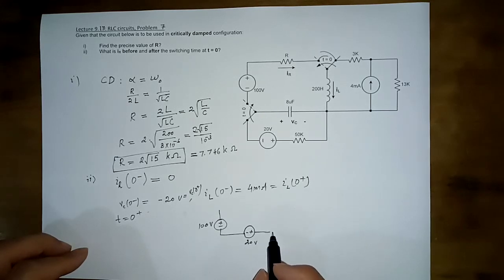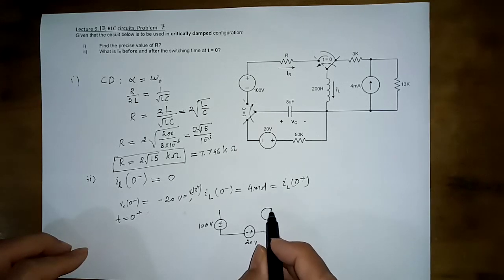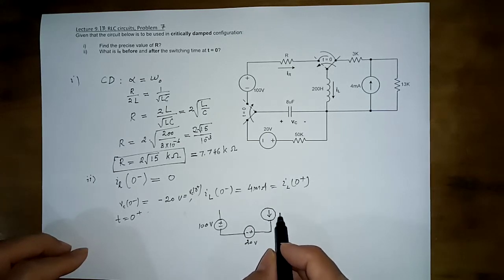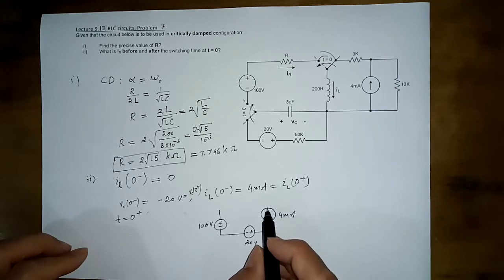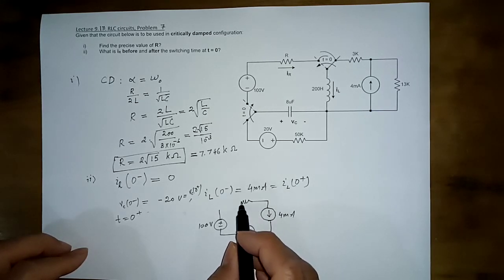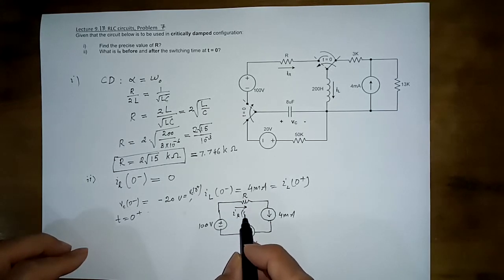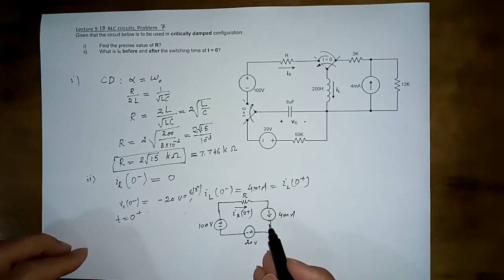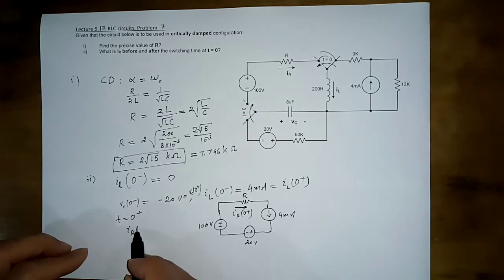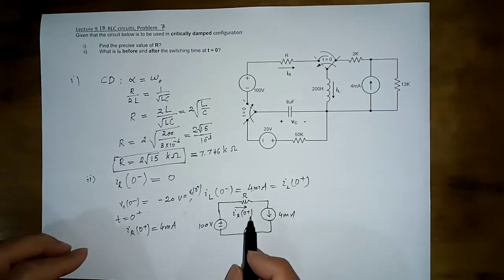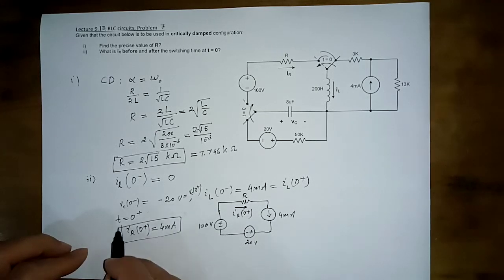I've corrected the polarity, and we have an inductor with a downward current of 4 milliampere, so I can replace it by a current source, and then I have a resistor through which the current IR flows. So you can very easily see this gives the whole thing away. IR at 0 plus is 4 milliampere, because this is one path all in series. Obviously, if this current is 4 milliampere, this cannot be something else.